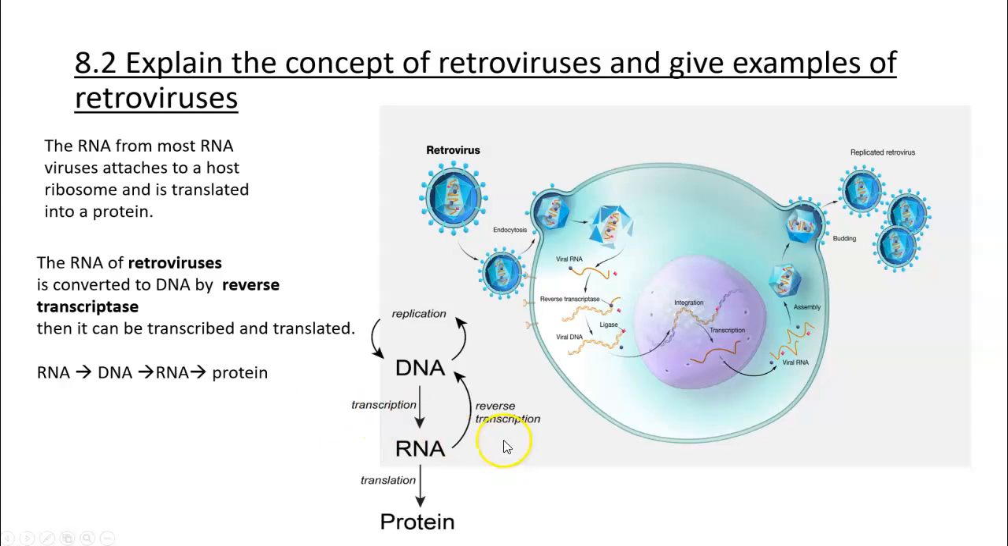Here they're saying you're doing reverse transcription using the enzyme reverse transcriptase. So in retroviruses, the RNA first has to be turned into DNA before the DNA can make RNA and can make viral proteins.